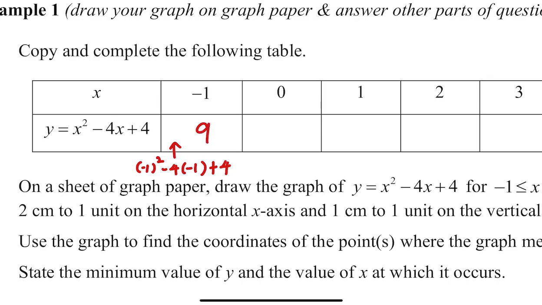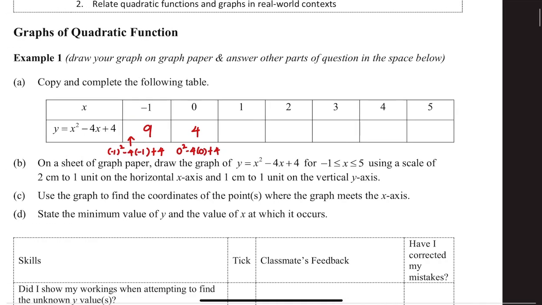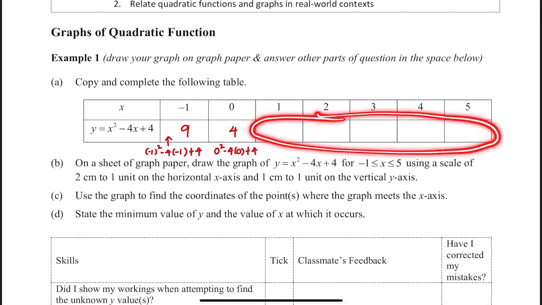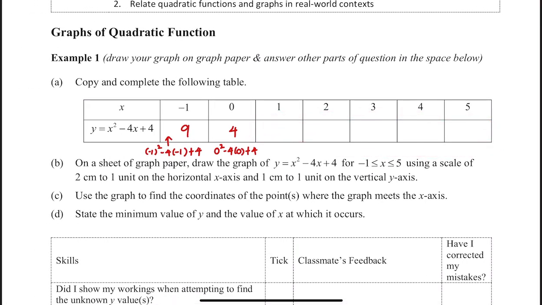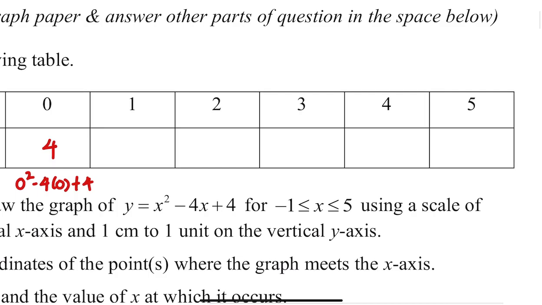Next is 0. Try by yourself. I should put 0 squared minus 4 times 0 plus 4. I should get 4. Please do the same thing and fill in the blanks very quickly. You can pause the video to finish filling in. Then I'll continue. If you filled in correctly, you should get these answers: 9, 4, 1, 0, 1, 4, 9.